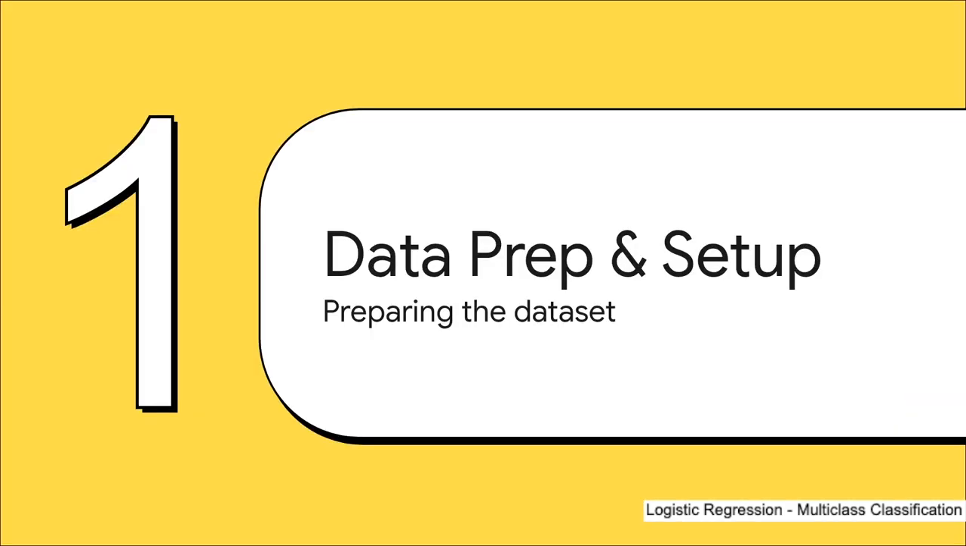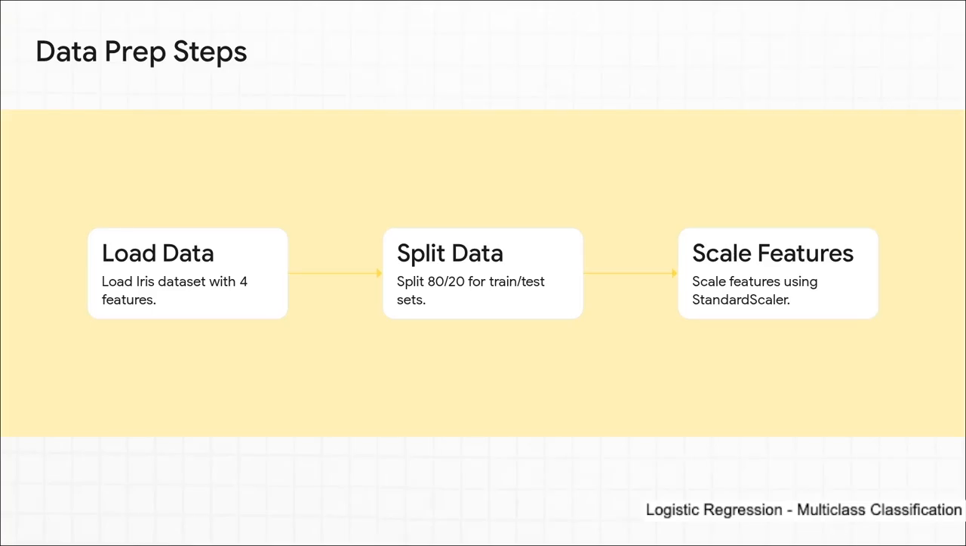Section 1. Data prep and setup. All right, let's jump right into the setup. We can compress our data prep into 3 rapid-fire steps. First up, we load the famous iris dataset. Fun little fact about this one, it was actually introduced by statistician Ronald Fisher way back in 1936, and it is still the gold standard for testing algorithms today. Every single flower in this dataset comes with 4 distinct numerical features: sepal length, sepal width, petal length, and petal width. Our ultimate target? To predict the specific species of that flower based on those numbers.